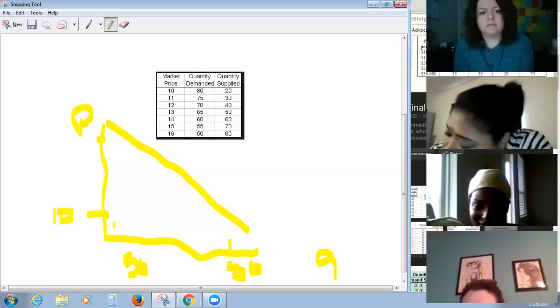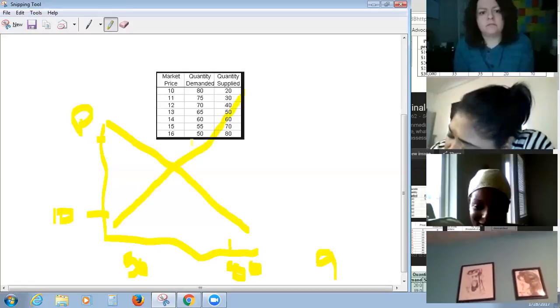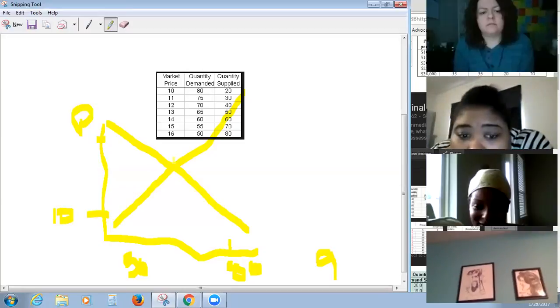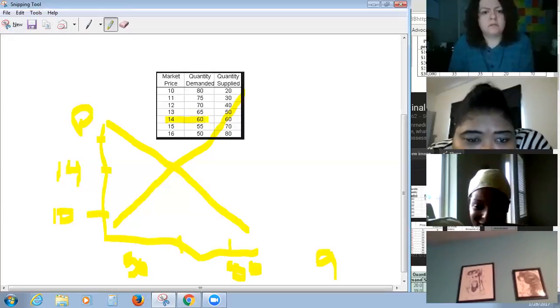And where the supply curve and the demand curve intersect, that is called equilibrium. And at equilibrium, quantity supplied is equal to quantity demanded. And so on a graph, you can look at this point here, and this point would be at a price of $14. And what would my quantity demanded or supplied be? What is equilibrium here? 60. Yeah, and you know that because when you look at the table, it's much easier to see with a table, right? You'll see it clear as day.